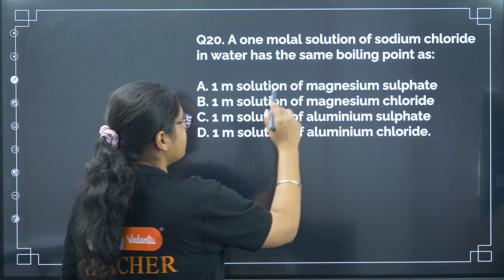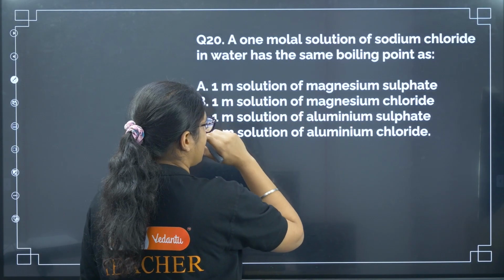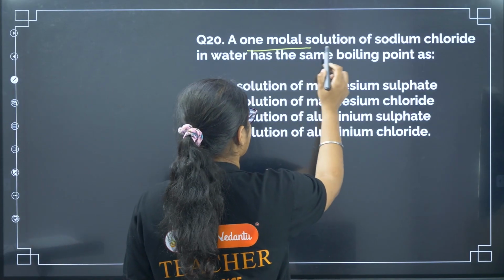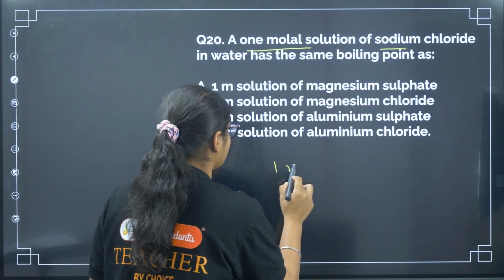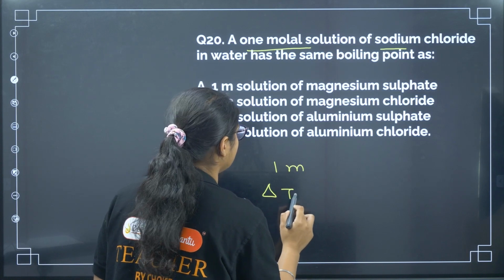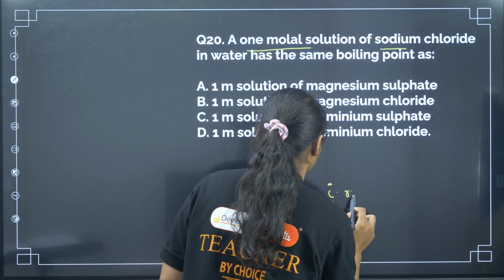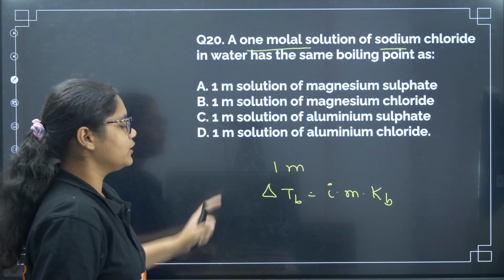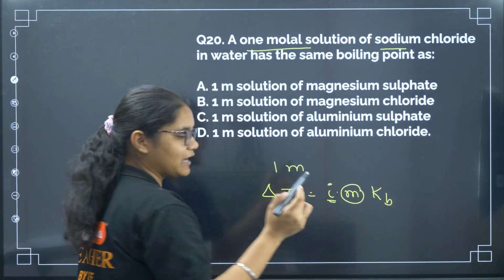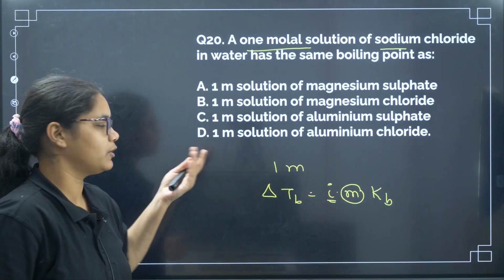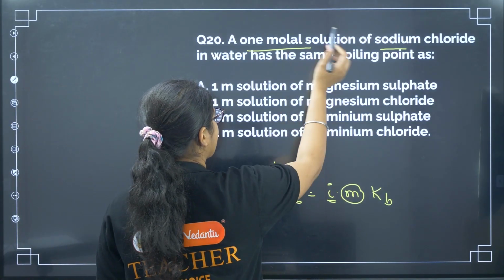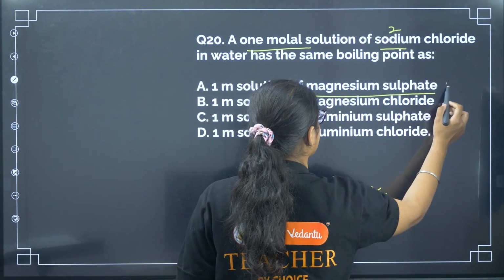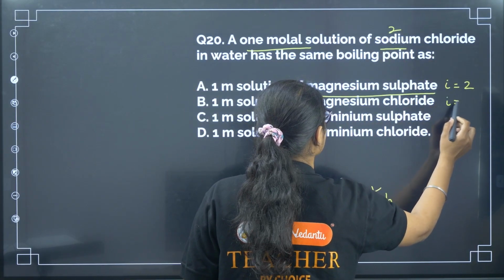Next, 1 molar solution of sodium chloride in water has the same boiling point as. So if NaCl is 1 molar, and the others are also 1 molar, then delta Tb is equal to i into m into Kb, right? So all are 1 molar here, so molality will be the same. Whichever has the same i value will have the same boiling point. For NaCl, the i value is 2, Na+ and Cl-. For magnesium sulfate, here also i is 2.